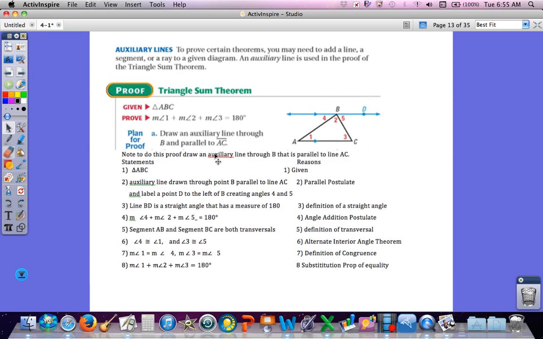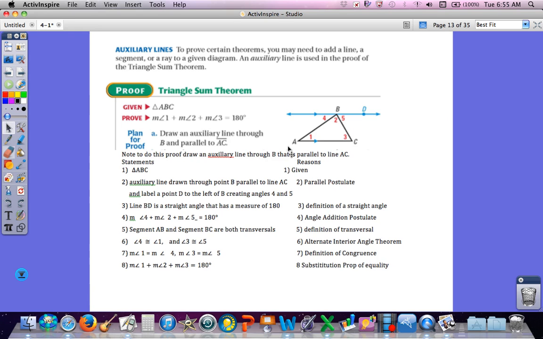Okay. The other concept that you need to know, we talked about it a little bit at the end of chapter 3 because some of your questions on your test would not include this, is this concept of auxiliary lines. To prove certain theorems, you may need to add a line, a segment, or a ray to the given diagram. An auxiliary line is used in the proof of the triangle sum theorem.